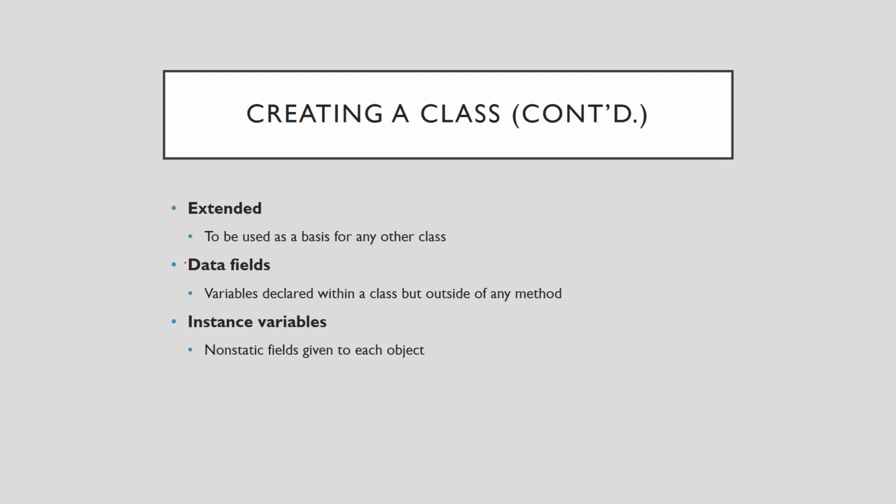Now, what are the fields? These data fields are the variables declared within a class, but outside any other method. Again, these are the variables declared within a class but outside of any method, so that any method can use these variables. And the instance variables are the non-static fields given to each object.